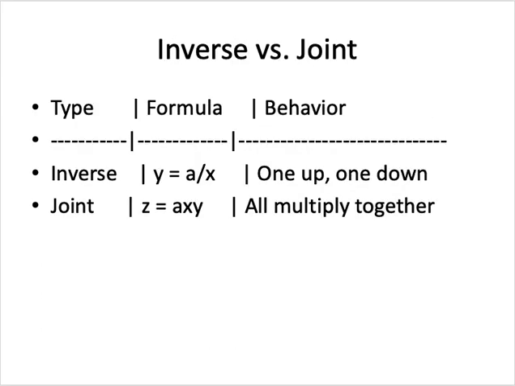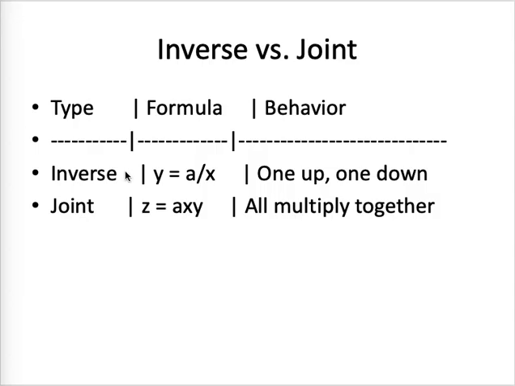Now, we are going to do a quick comparison. If you paid attention, you would notice that inverse uses division. One thing goes up, the other goes down. Joint uses multiplication. Everything grows together. And the key is in the wording. So, if a problem says inversely with x, it means divide. If it says jointly with x and y, it means multiply.